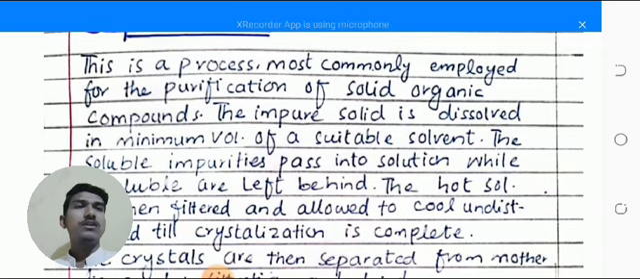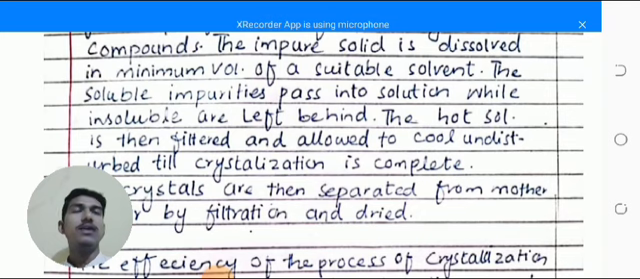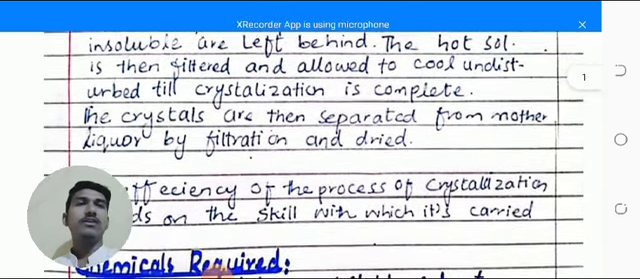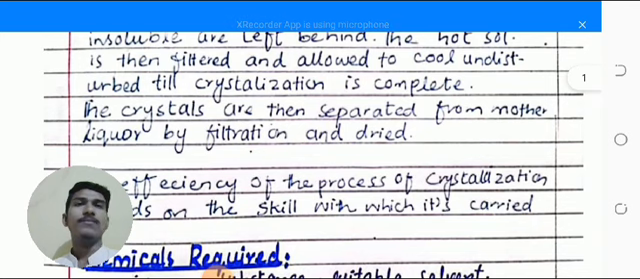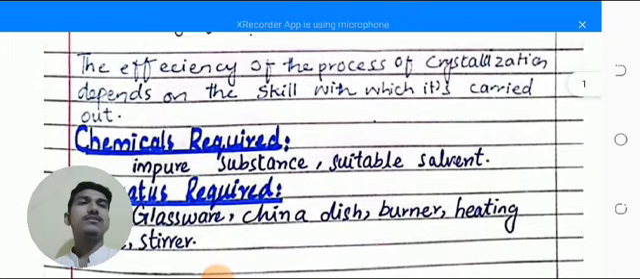The impure solid is dissolved in a minimum volume of a suitable solvent. The soluble impurities pass into solution while insoluble ones are left behind. The hot solution is then filtered and allowed to cool and stand undisturbed till crystallization is complete. The crystals are then separated from the mother liquor by filtration and dried. The efficiency of the process of crystallization depends on the skill with which it is carried out.